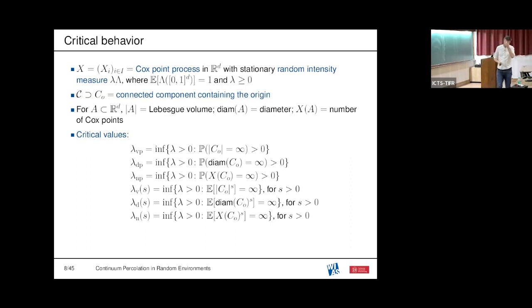And our approach will allow us to derive even more detailed information. We get the tail behavior of all these quantities. So I can also define, depending on the moment s, a critical lambda such that this moment does not exist anymore. So I have rather detailed information about the distribution of the Lebesgue volume, the diameter, and the number of points of the connected component of the origin.